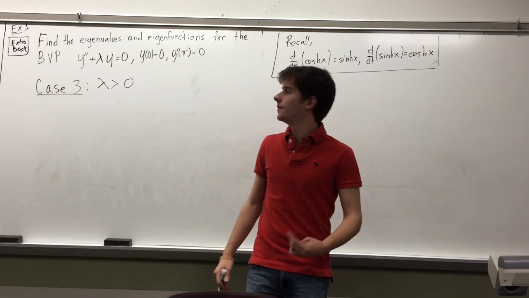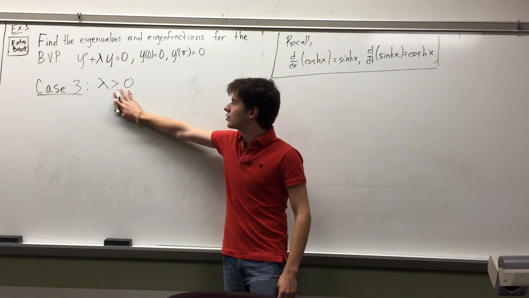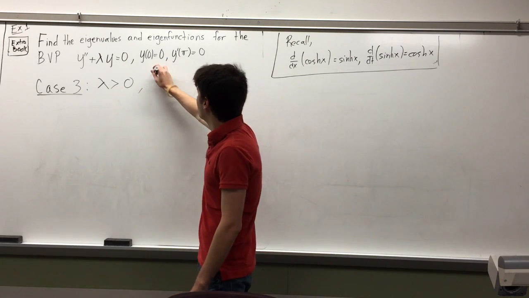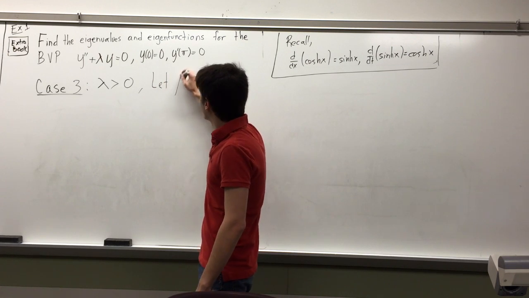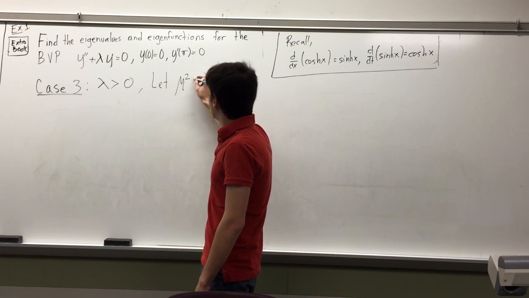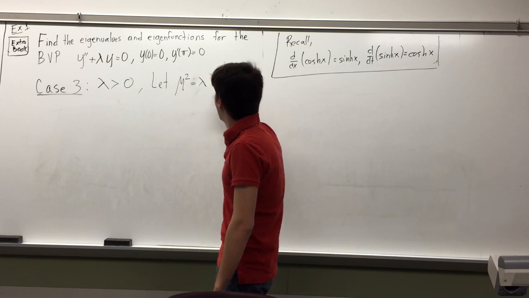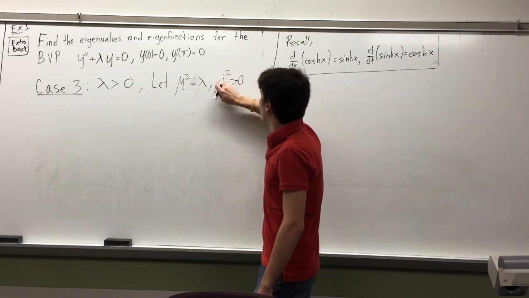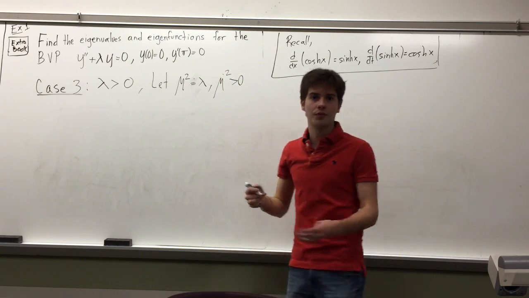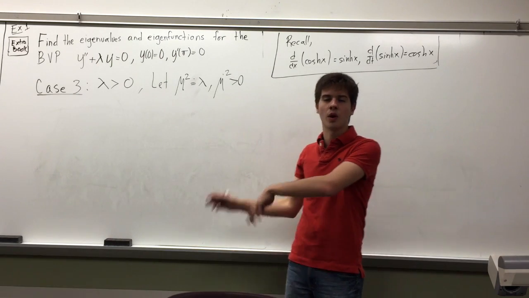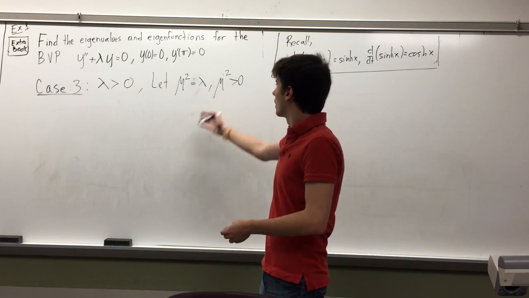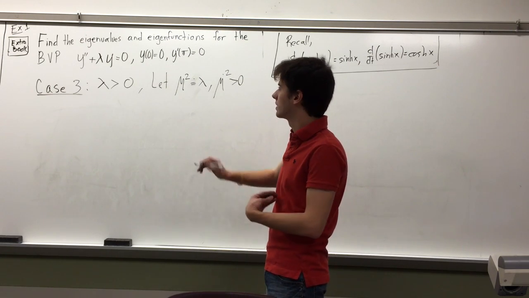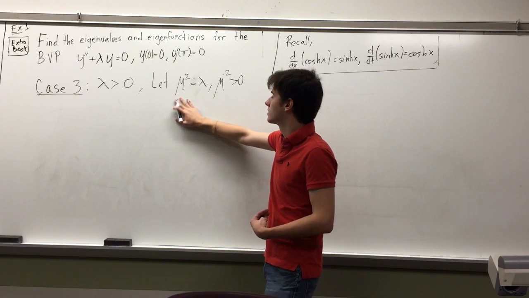So, case 3, when lambda is greater than 0. When lambda is greater than 0, we're going to define another constant, mu squared, equal to lambda, where mu squared is greater than 0. We're doing this just for convenience, so we don't have to keep writing square roots in our calculations. This is going to make things a little bit easier when we write things out. So let's define this constant mu.